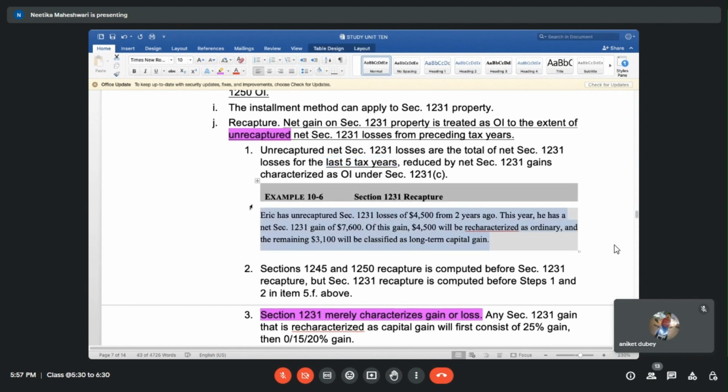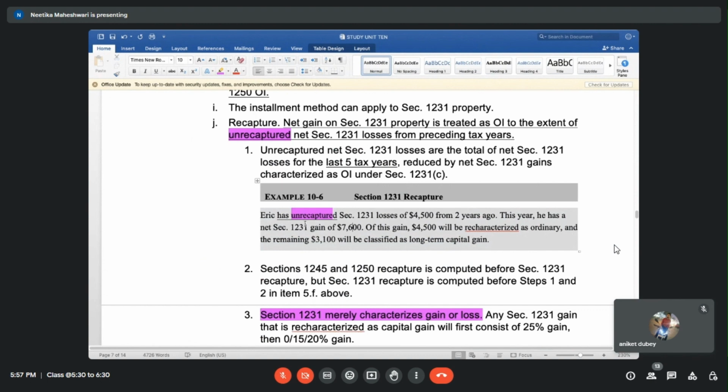So his 1231 loss is $4,500. According to the rule, whatever loss there is under 1231 can be claimed against ordinary income. So $7,600 minus $4,500 will be recategorized as ordinary, and the remaining will be long-term capital gain.